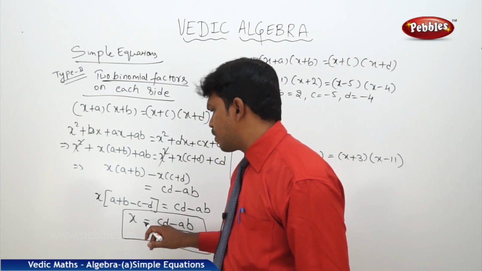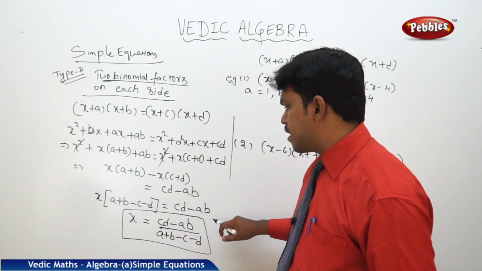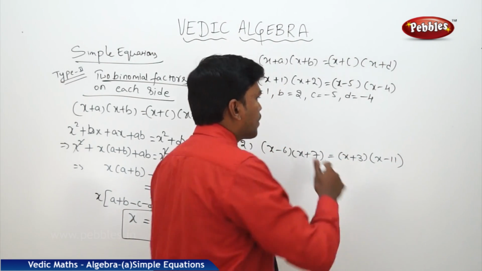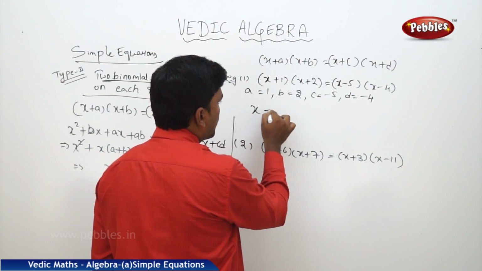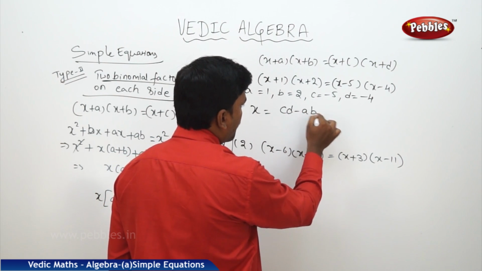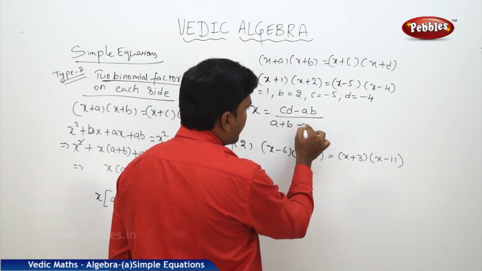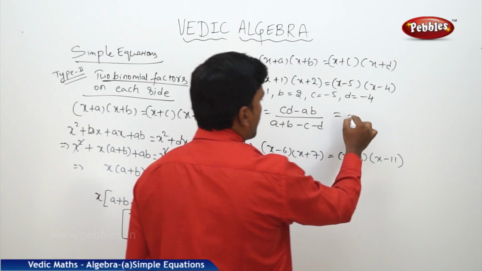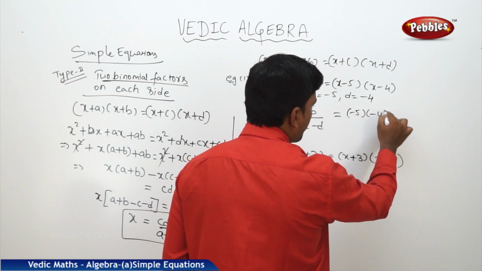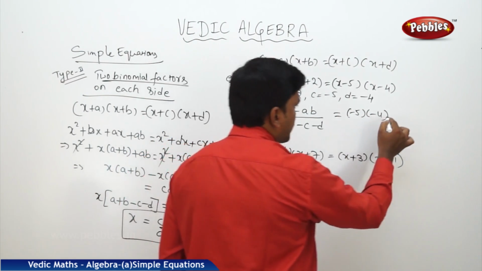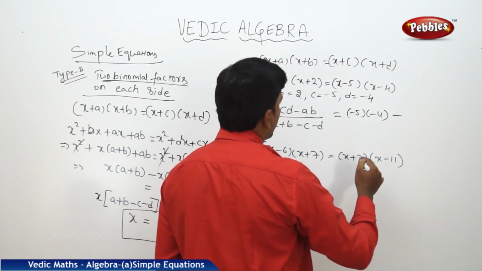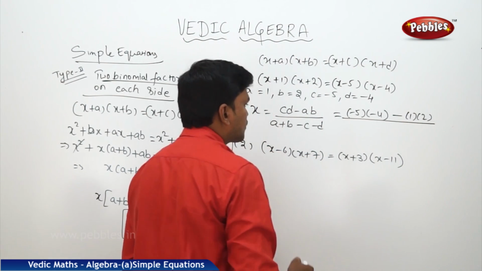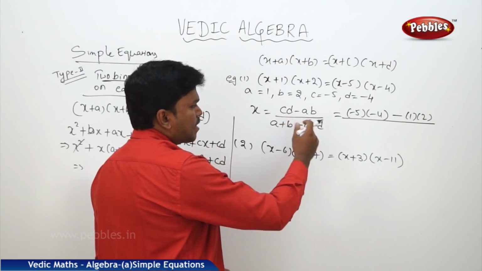What is the solution of x we got? x equal to CD minus AB by A plus B minus C minus D. So what is CD here? C into D, that is minus 5 into minus 4, minus A into B. So what is A into B? 1 into 2, by A plus B minus C minus D.